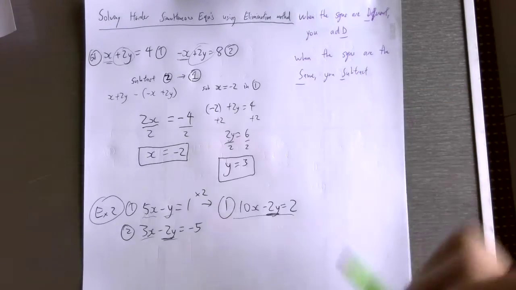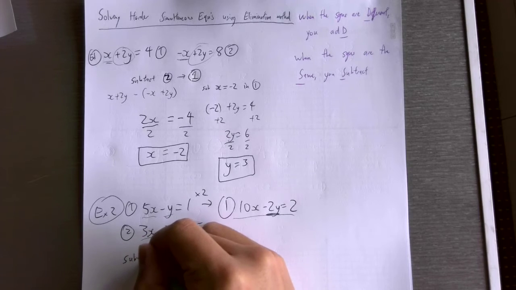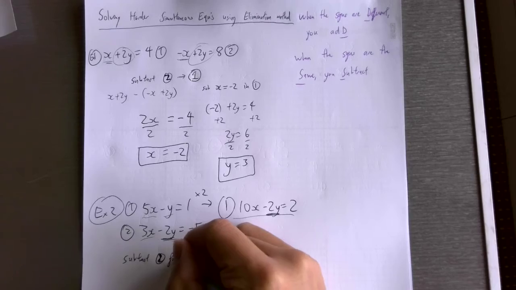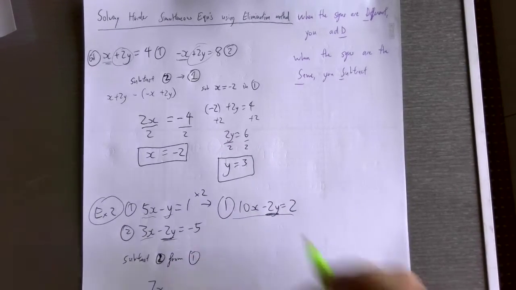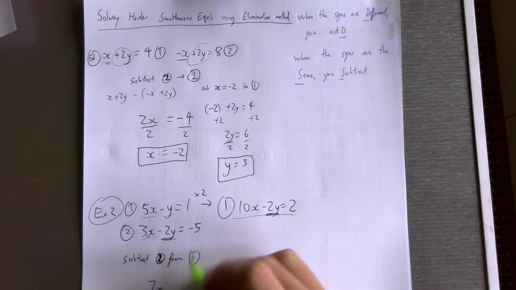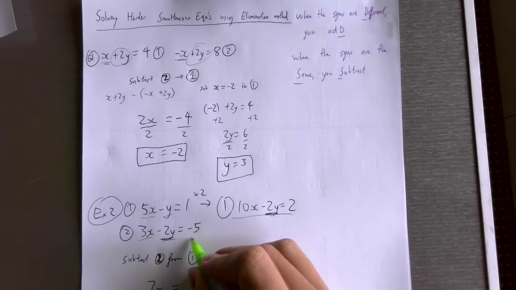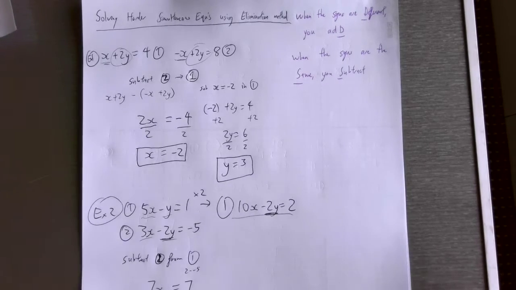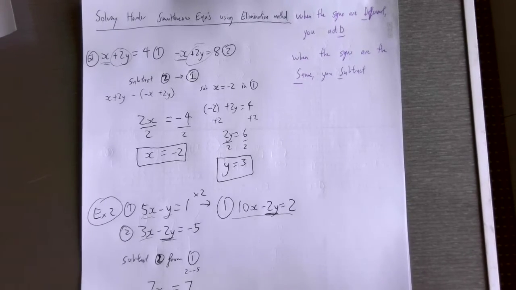When the signs are the same, we can subtract them. So what I'm going to do is subtract equation 2 from 1. So 10x minus 3x gives us 7x. Negative 2y minus negative 2y will give us 0. 2 minus 5, you've got to be careful here, because if we're subtracting negative 5 from 2, that would be 2 plus 5, which gives us 7. And then we just divide both sides by 7 to find our answer.